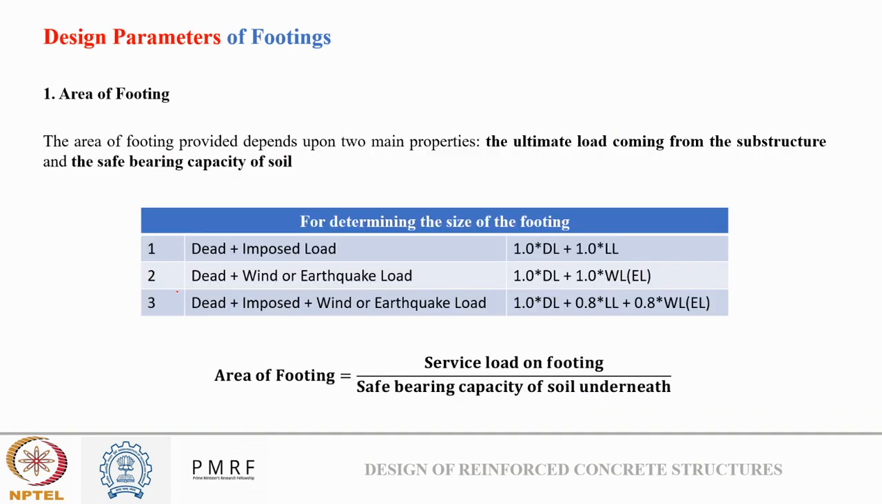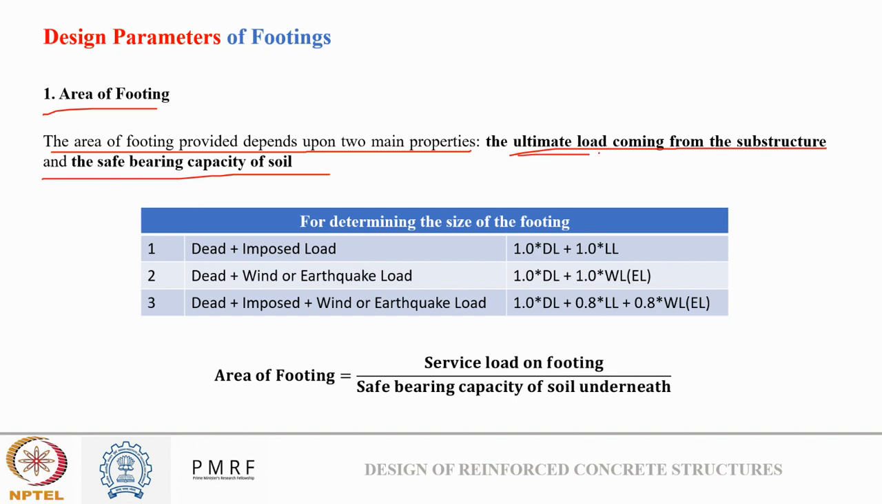Okay, so what are the different design parameters related to the design of a footing? First is the area of footing. The area of footing that is provided depends upon two main properties: the ultimate load that is coming from the substructure and the safe bearing capacity of the soil.